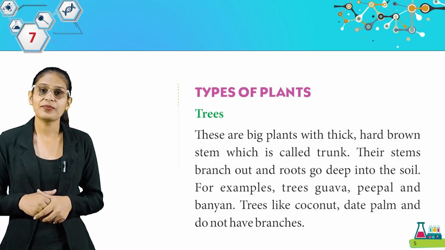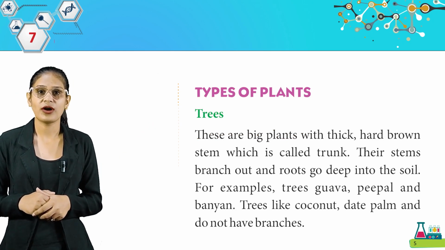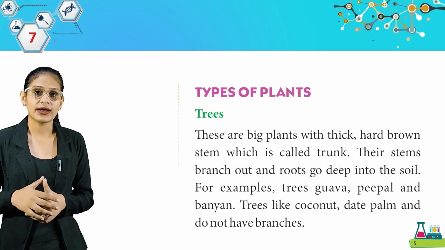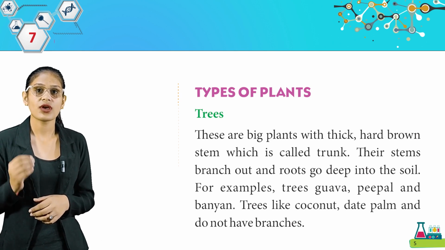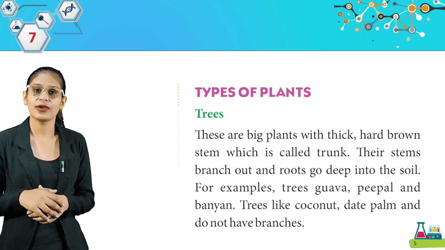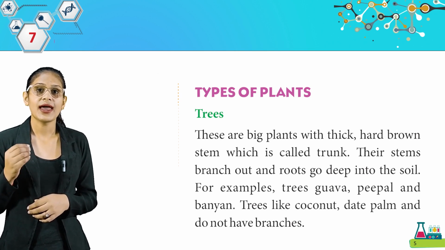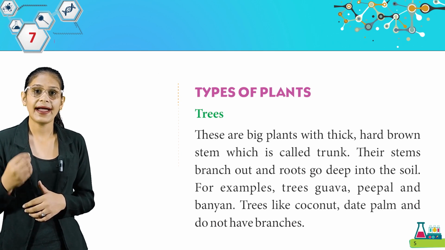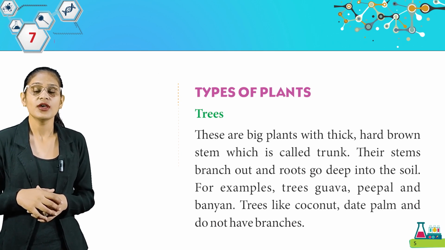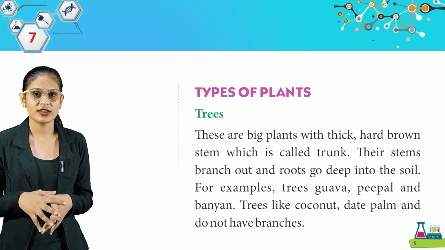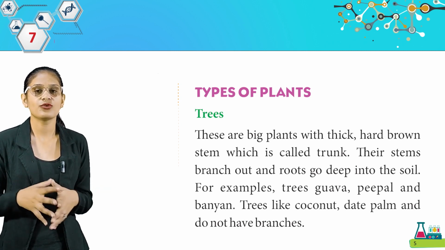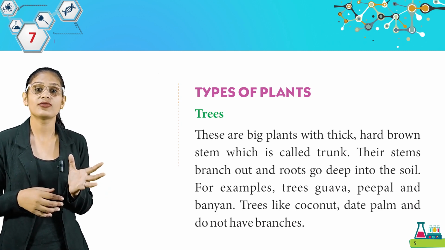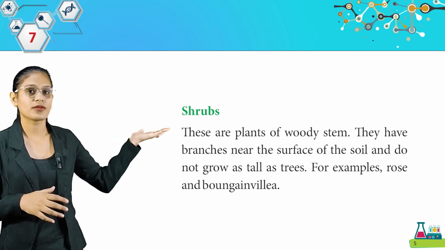Okay. Now we have types of plants. Trees. These are big plants with a thick, hard brown stem, which is called the trunk. Their stems branch out and roots go deep in the soil. For example, guava, peepal and banyan. Trees like coconut and date palm do not have branches. So these are the different types of trees, students, जिनमें कुछ में branches होती हैं, कुछ में नहीं, but they all are trees.